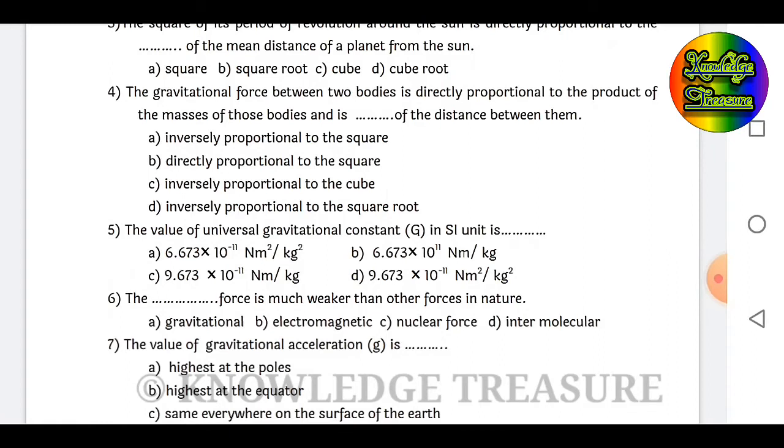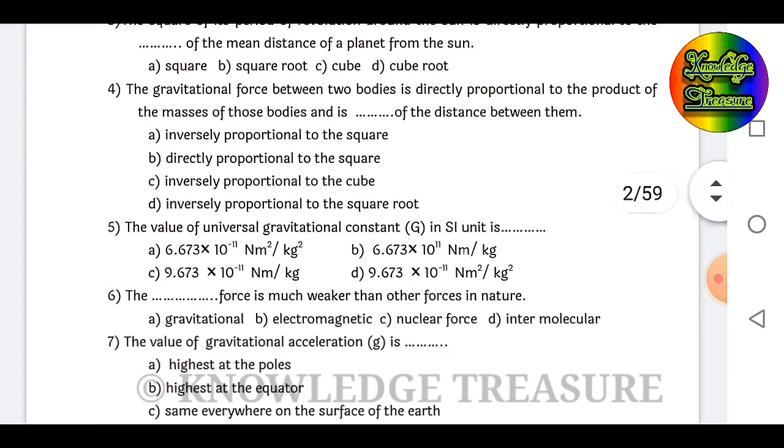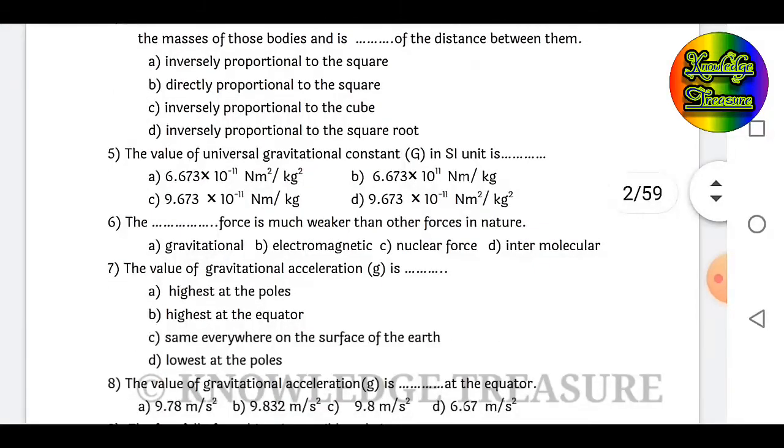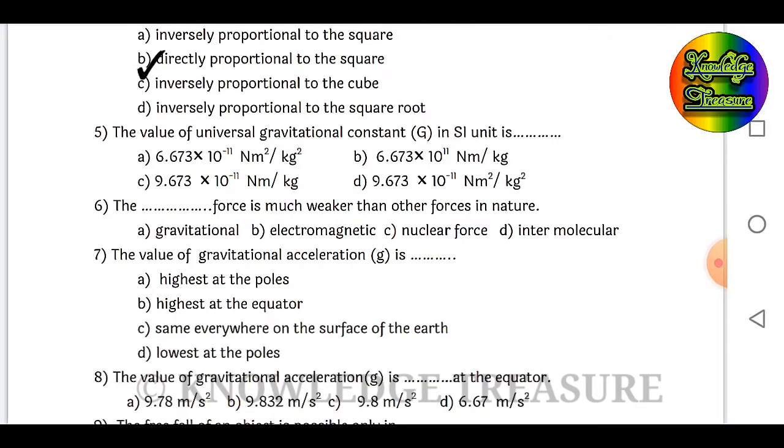Fourth, the gravitational force between two bodies is directly proportional to the product of the masses of those bodies and is dash of the distance between them. A. Inversely proportional to the square. B. Directly proportional to the square. C. Inversely proportional to the cube. D. Inversely proportional to the square root. The correct answer is A. Inversely proportional to the square.